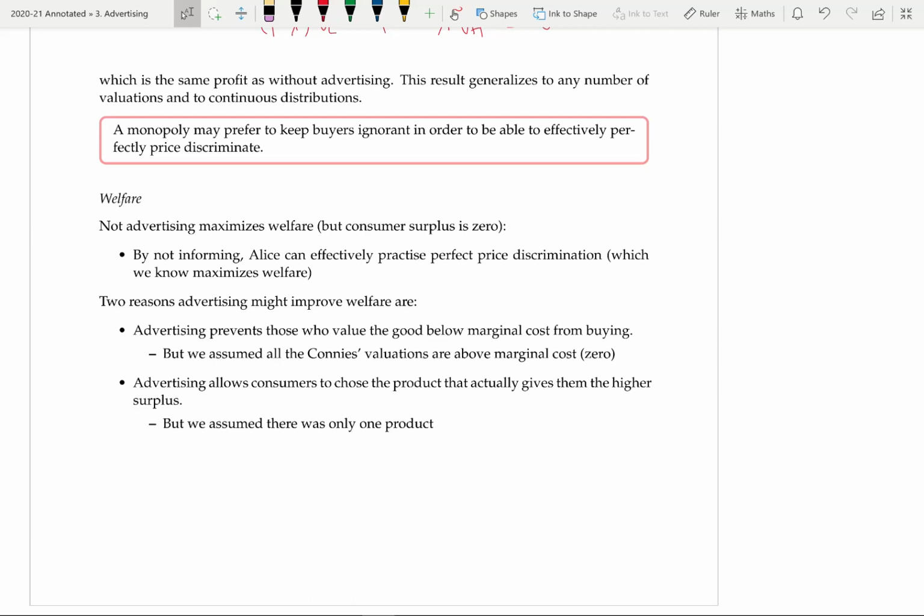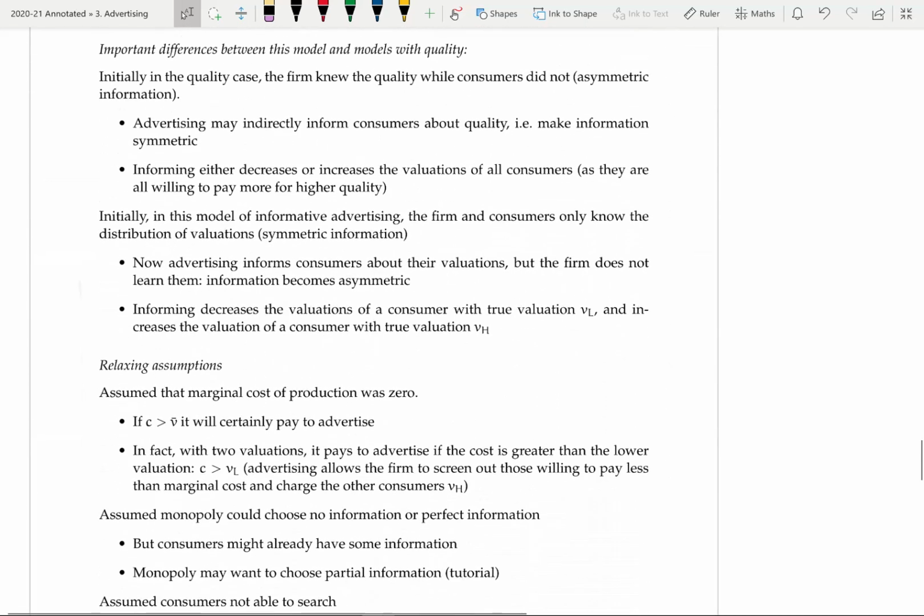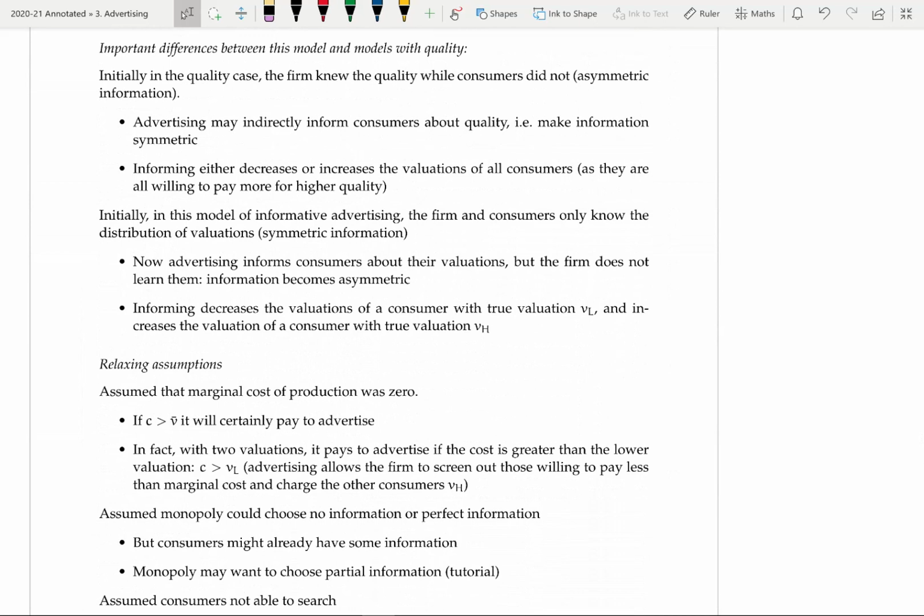below marginal cost. Another reason advertising might improve welfare is that advertising allows consumers to choose the product that gives them the highest surplus. But here we assume there's only one product, so consumers are only choosing between buying and not buying. Here we're going to look at the difference between this model and the model with quality.